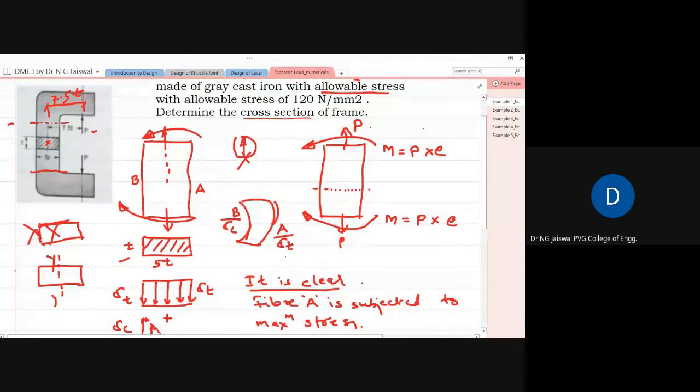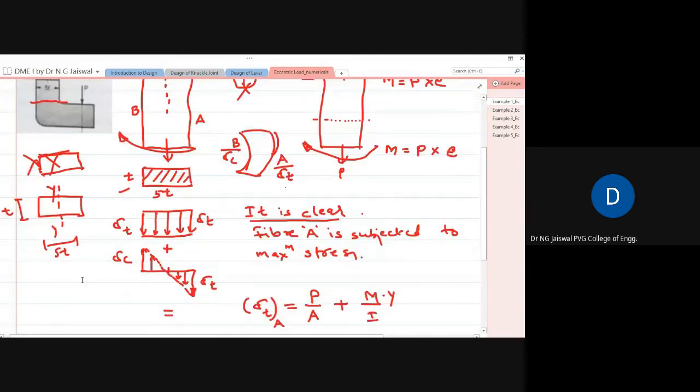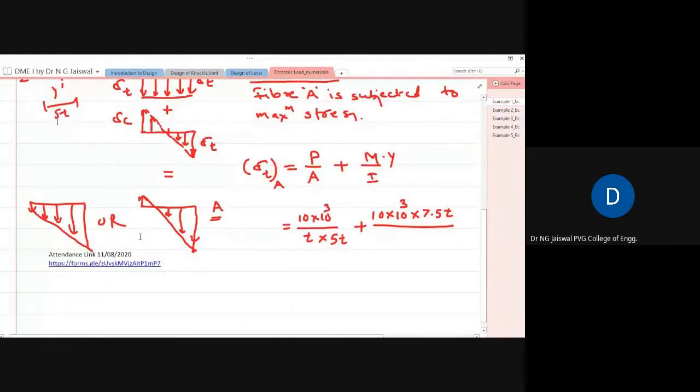That's why moment of inertia will be equal to t into (5t) whole cube divided by 12. I hope you understand it. Do not take 5t into t cube by 12, because about this y-axis the section is going to bend. That's why moment of inertia is t into (5t) whole cube divided by 12. This becomes M upon I.